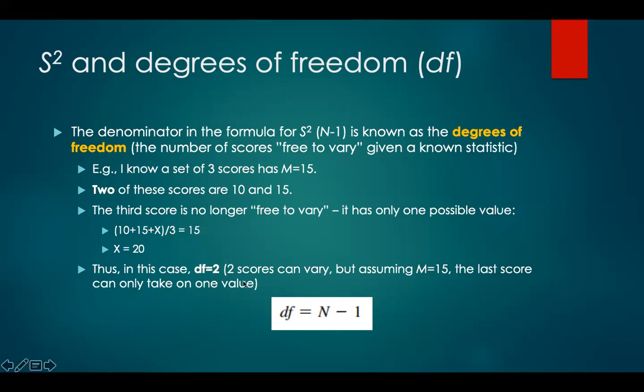Thus, in this case, the degrees of freedom equals 2. 2 scores can vary, assuming a mean of 15, but given that, the last score can only take on one value, which is 20. Now, the formula for degrees of freedom is, again, n minus 1, your sample size minus 1.